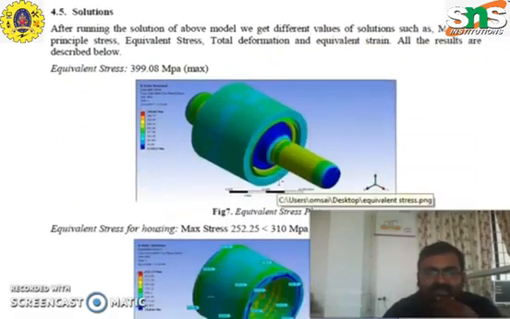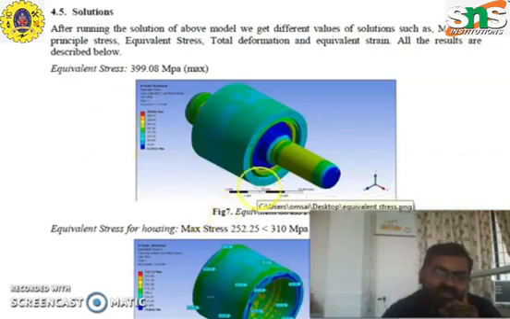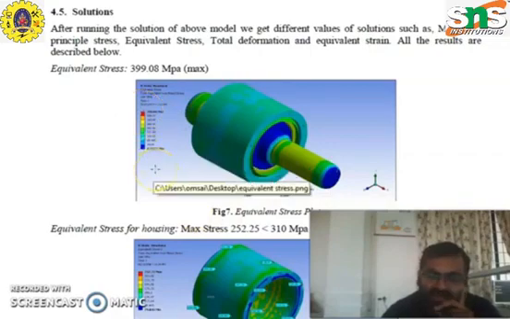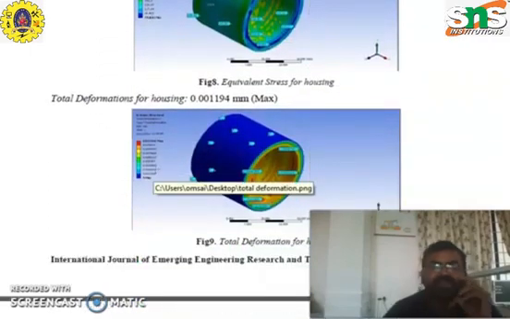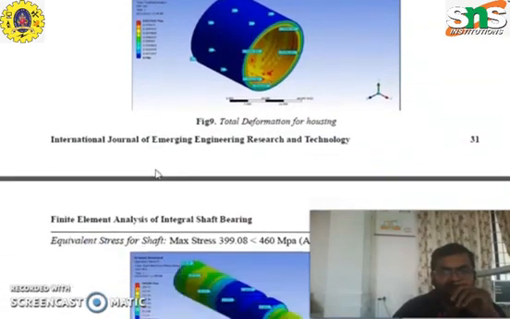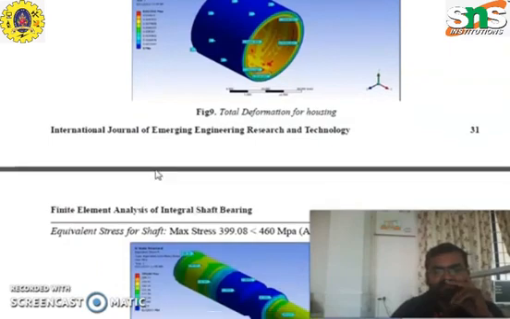This is the thermal condition. After running the solution of the above model, we get different solution values such as maximum principal stress and equivalent stresses. These are the maximum principal stress diagrams. The red color indicates the maximum stress distribution zone, and the blue color indicates the minimum stress distribution zone. Again, these are the loading conditions, and after analysis, we receive these diagrams.